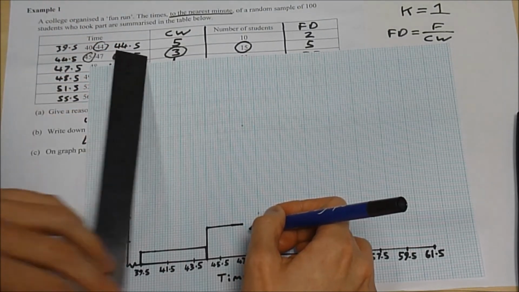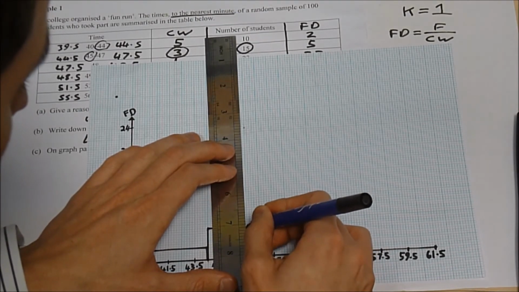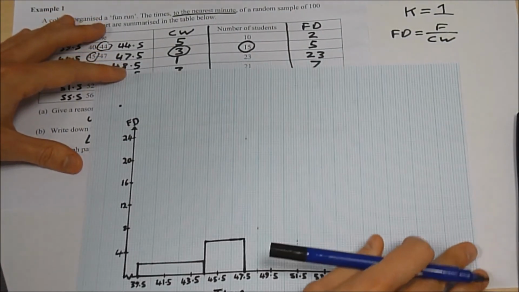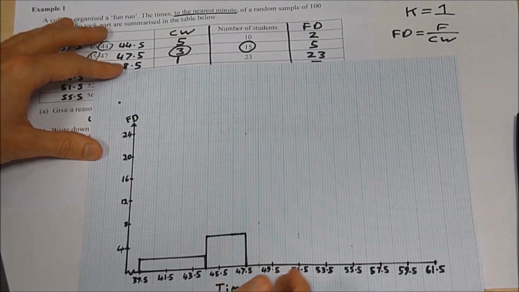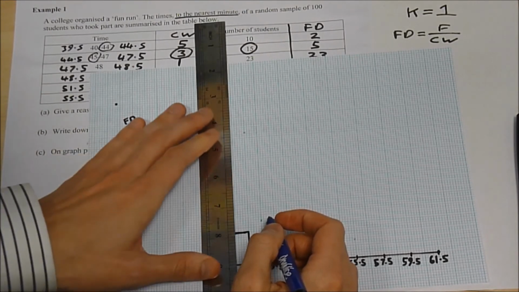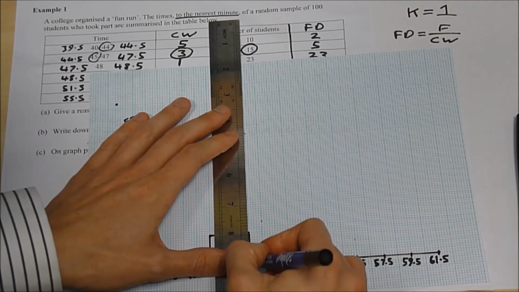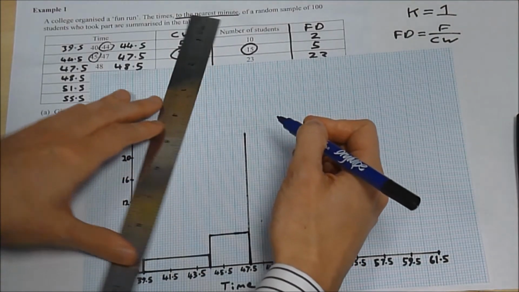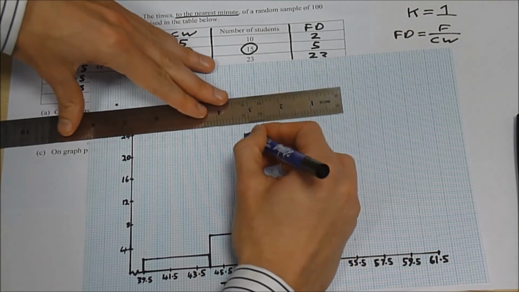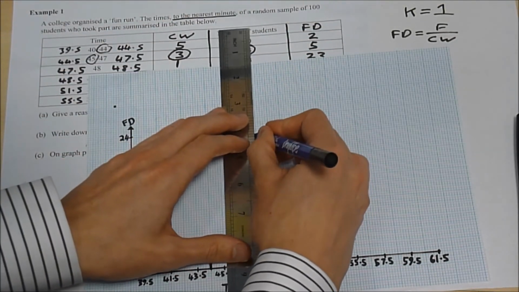And then at 47.5, we've got our next value, which is 23. This is my tall one. It's only 1 box wide. It's only to 48.5. So go from 47.5 all the way up to 23. Across there is 23, and then it's 1 wide, and I come down like so.